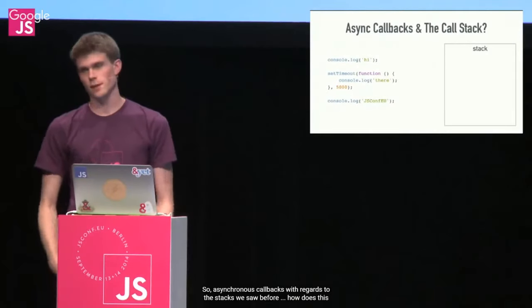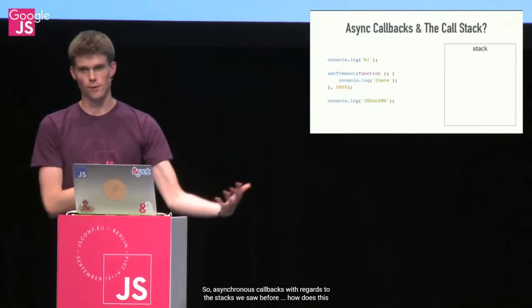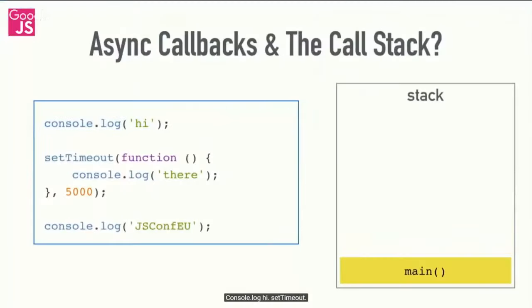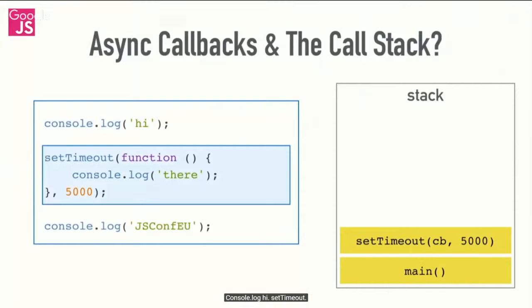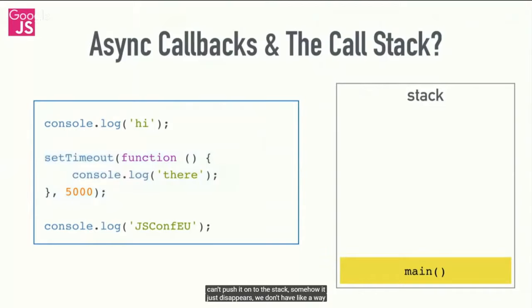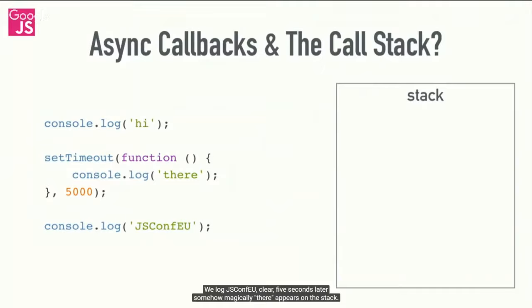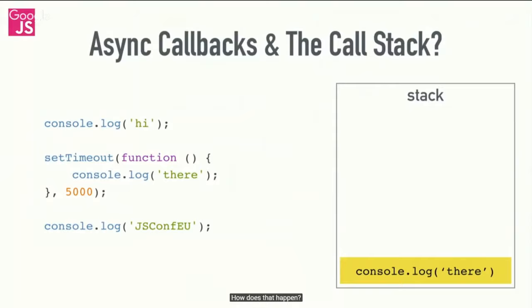So asynchronous callbacks with regards to the stack we saw before, how does this work? Let's run the code. Console.log hi, set timeout. Okay, what's going to happen here? We know that console.log there doesn't run immediately. It's going to run in 5 seconds time. We can't push that console.log onto the stack, so somehow it just disappears. We don't have a way of describing this yet, but we'll come to it. We log JS-conf.vu, clear, and then 5 seconds later, somehow magically console.log there appears on the stack. How does that happen?